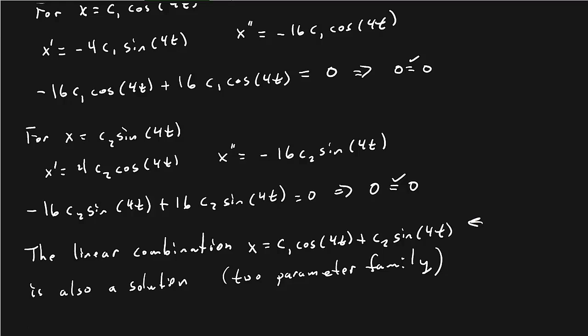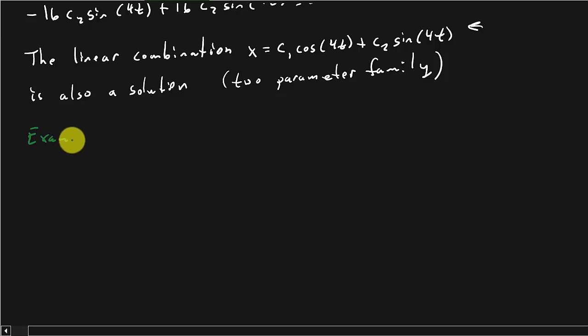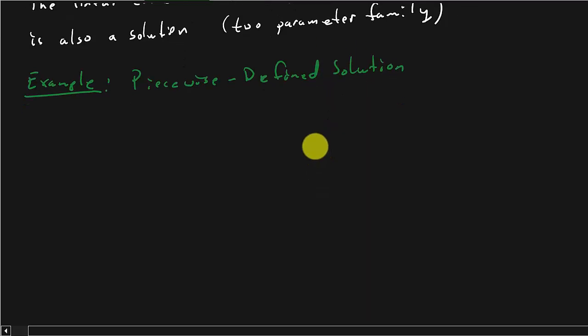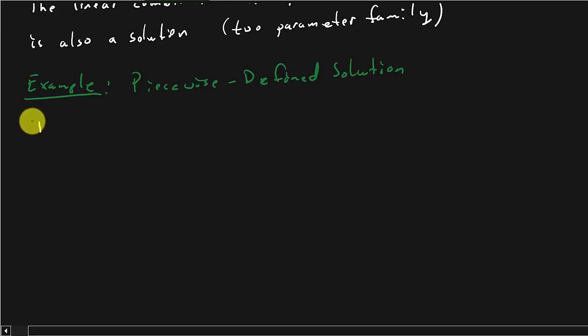All right. So the next one, we're almost done. So the next example is, see, I had this written down and I don't know why it's gone. Piecewise defined solution. All right. So for this one, we're just looking at a piecewise solution.